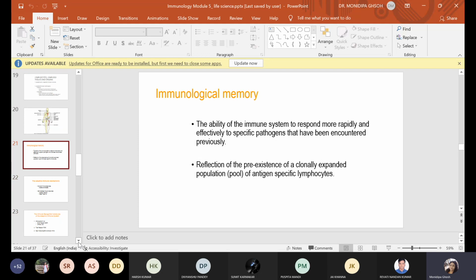Immunological memory: when the cell system interacts with a pathogen for the first time, one population of the cells, which may be B lymphocytes or T lymphocytes, both differentiate into two populations. One is the effector population, which effectively gives rise to the immune response, and the other is the memory population, which carries the memory of the same antigen for future use.